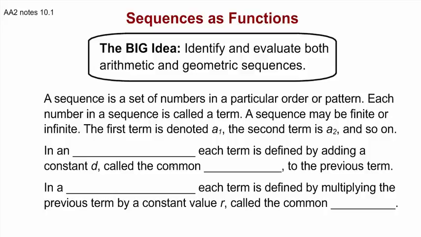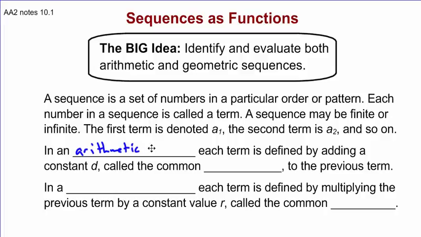All right, so we have some blanks to fill out. Here we go, and this one is an arithmetic sequence. In an arithmetic sequence, each term is defined by adding a constant d called the common difference. Okay, so what we're talking about here is each term has the same difference as the previous term. So you're either adding or subtracting the same thing every time.